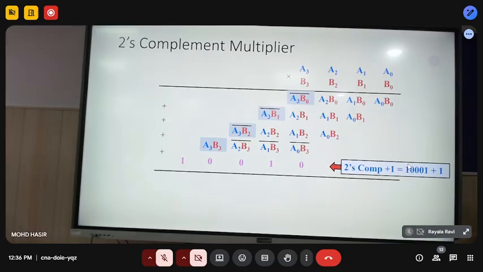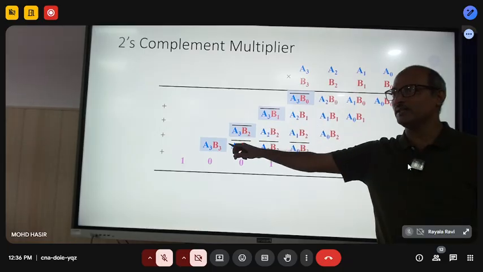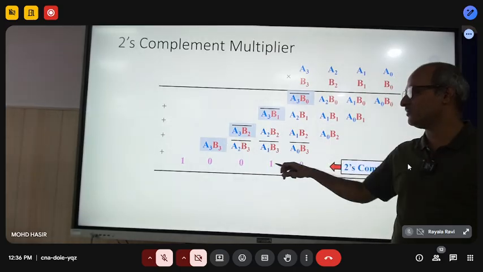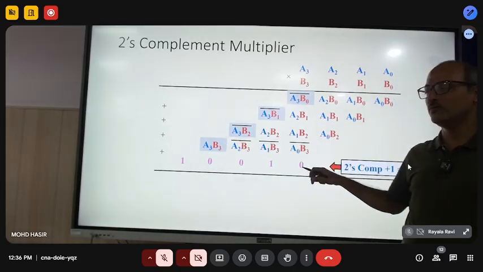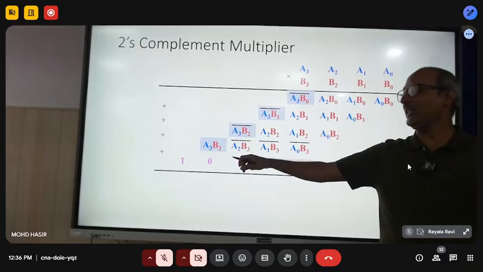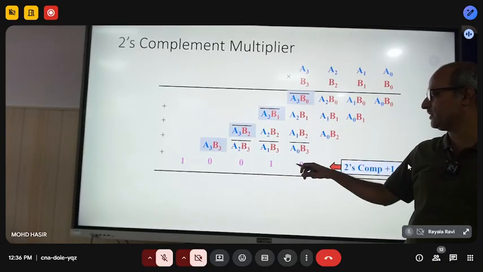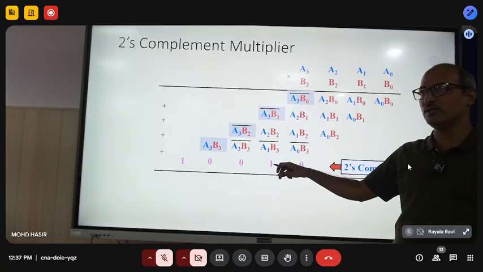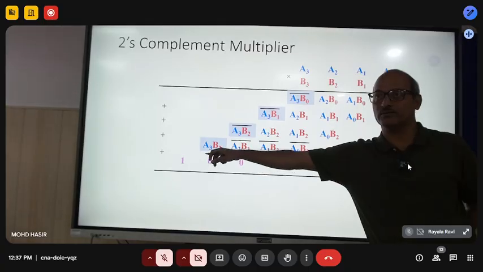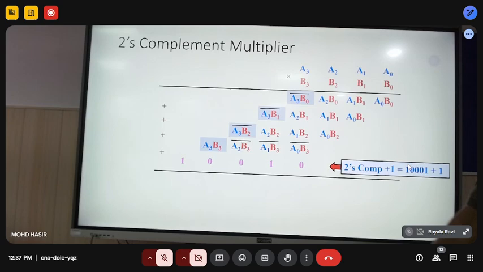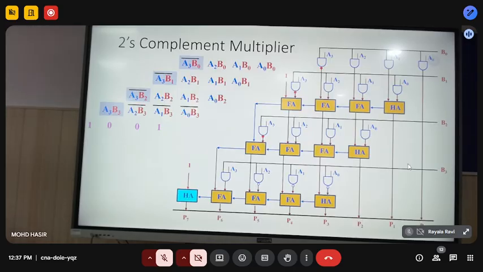This I need to add, right? Is that clear? So what is happening? You need to just complement the MSB position, and then you have to add a constant which will be like this. So for the first column it will be 0, for the subsequent column it will be 1 and then 0. And this becomes a constant number to be added.